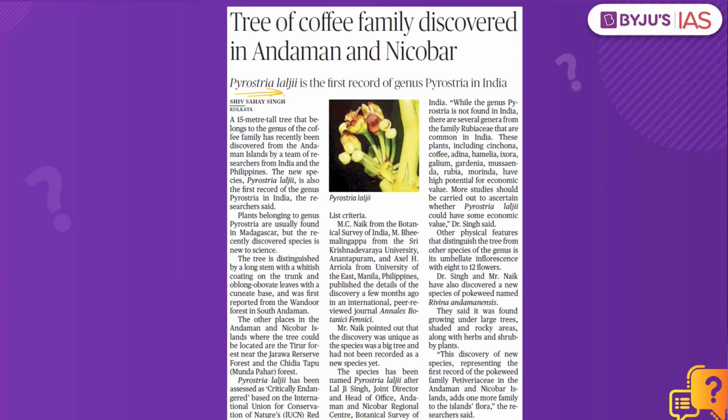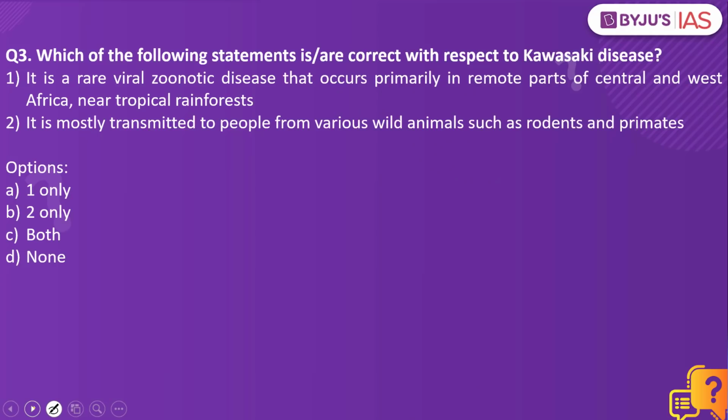Now when we look into the article, it says plants belonging to genus Pyrostria are usually found in Madagascar, but the recently discovered species is something new to the science. This Pyrostria laljii has been assigned critically endangered based on the IUCN Red List criteria. It is this that we have to understand in reference to this practice question. Now let's look into the next practice question.